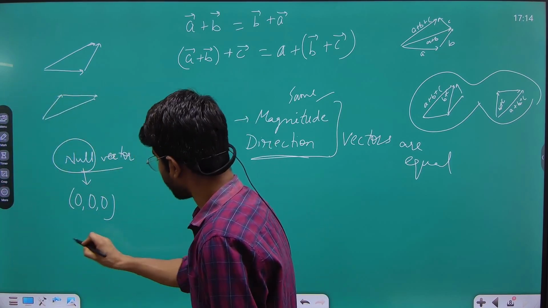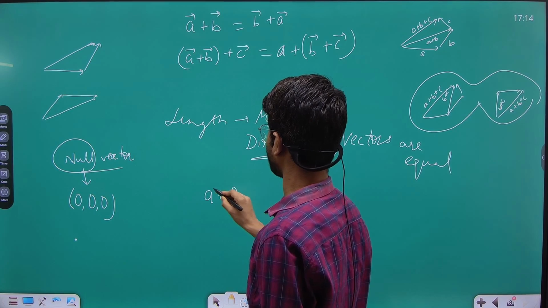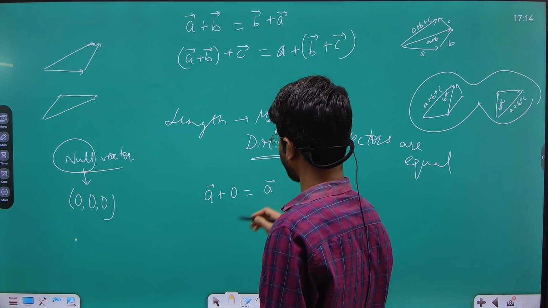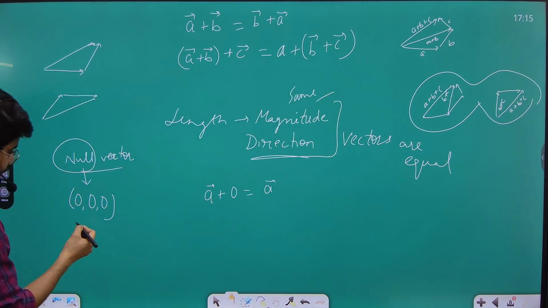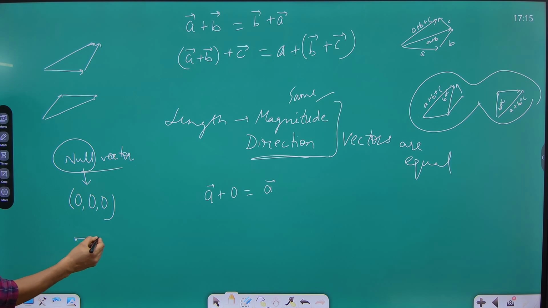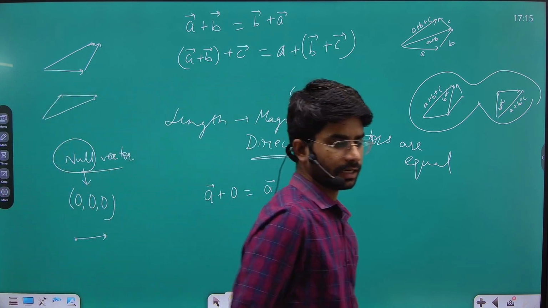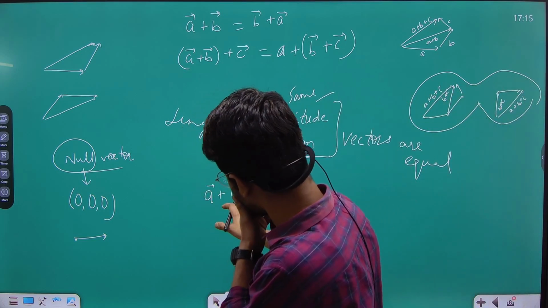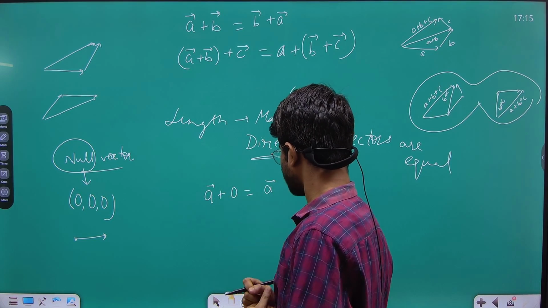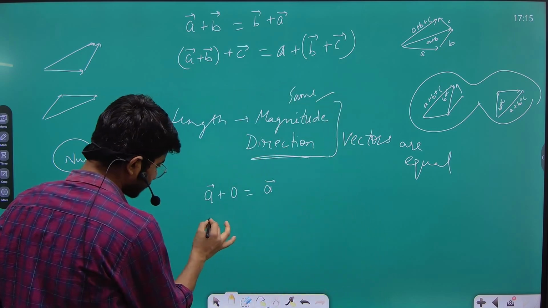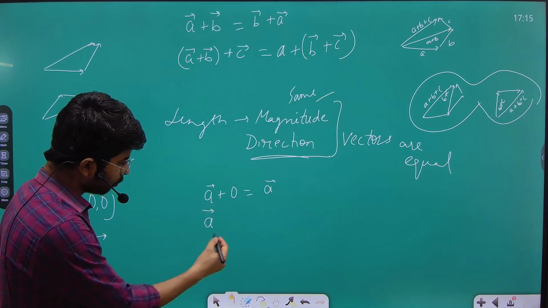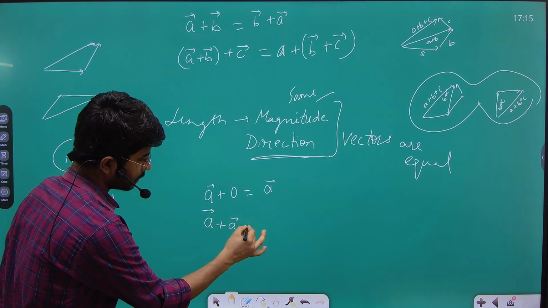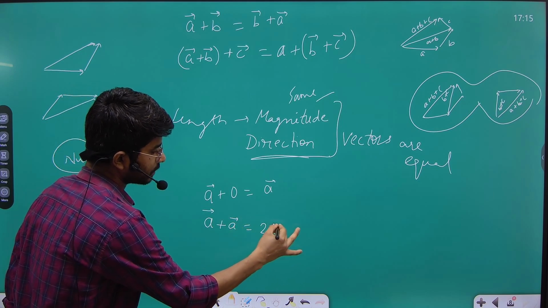So if you add a null vector to a vector A, then you will have the vector A. Just suppose you have this as A and you add this, so you will just end up at that point itself. So you will have the vector A itself. Getting my point? So if you add a null vector to this vector, then it's the same vector. If you add the same vector to this vector, you get twice of A.